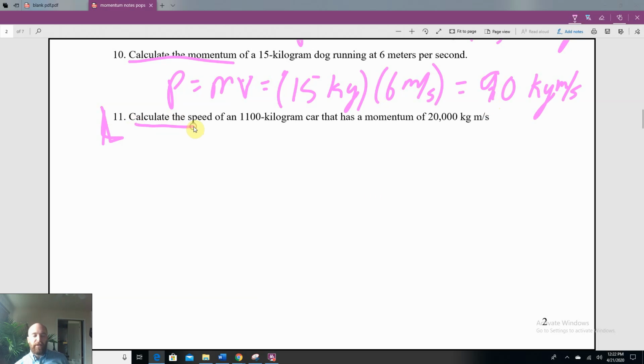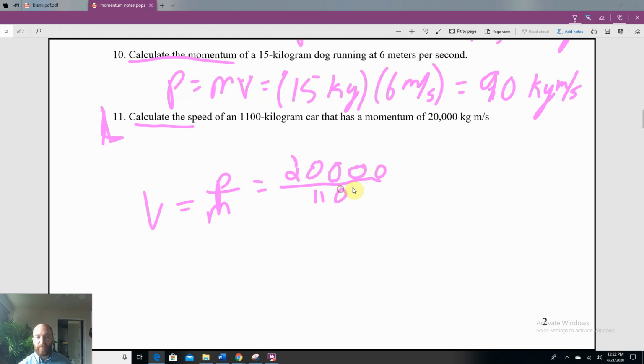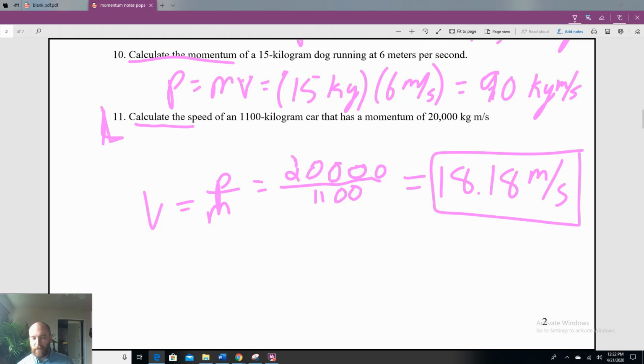Last up, calculate the speed. Alright, so I think we're using the other one then. The equation that is solved for speed. Of an 1,100 kilogram car that has a momentum of 20,000. Alright, so it sounds like that momentum on the top of our fraction is 20,000. And then it sounds like the mass is 1,100, so we're going to put that on the bottom. 20,000 divided by 1,100. You're probably going to need your calculator for that one, and I did. I got 18.18 meters per second. There we go. All set.